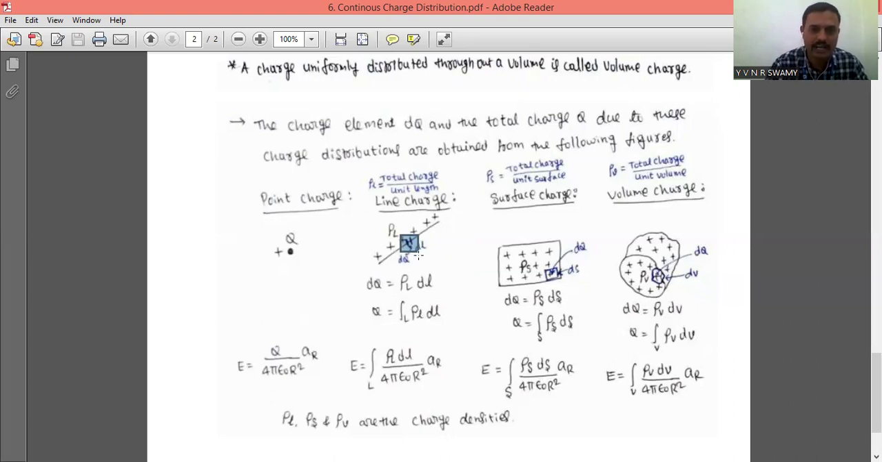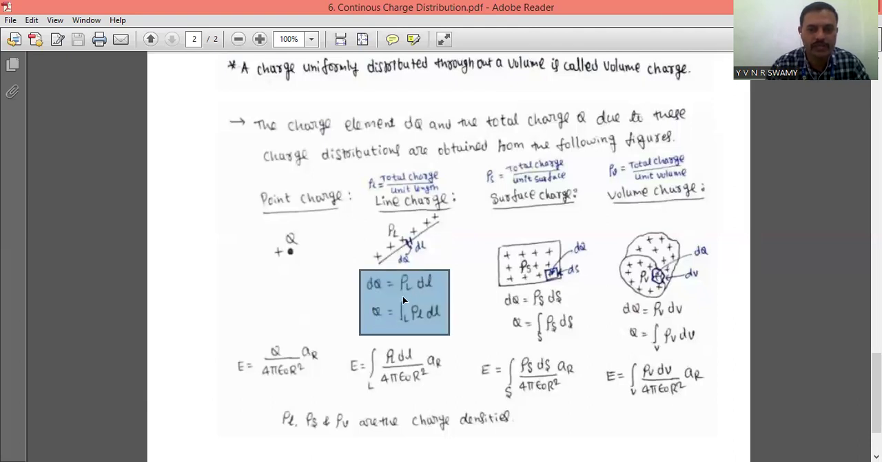That dl occupies charge will be represented with dq. The line charge density rho L can be defined as the total charge per unit length. Line charge density is total charge per unit length. So then dq is equal to rho L into dl.